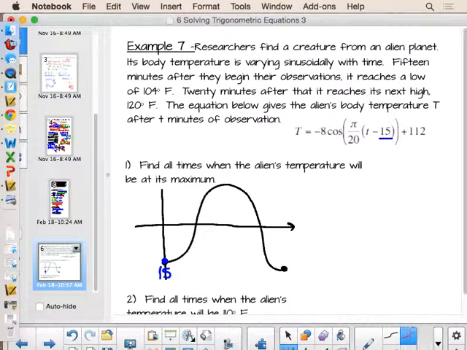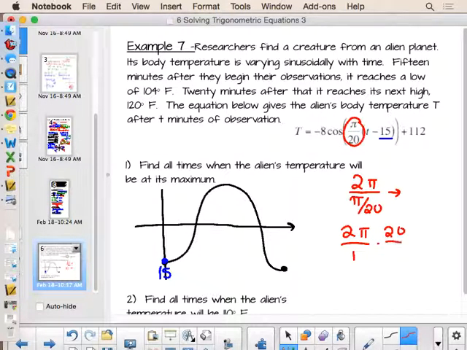Now I need to figure out my period. So my b value is pi over 20. Okay? We have 2 pi divided by my b value of pi over 20. That gets me really 2 pi over 1 times my reciprocal of 20 over pi. Pi's cancel out. So my period is equal to 40. So the next time that I'm going to hit a minimum will be 40 units from 15. So my minimum will occur at 55.